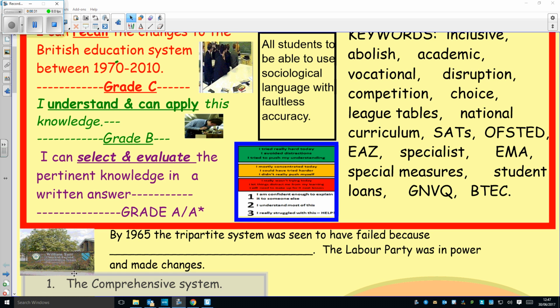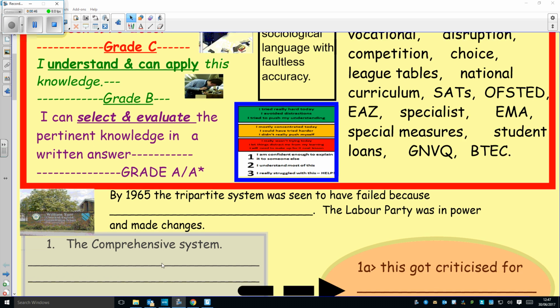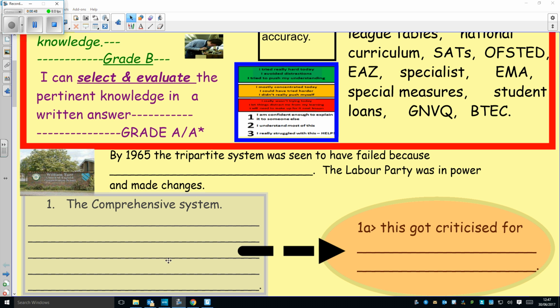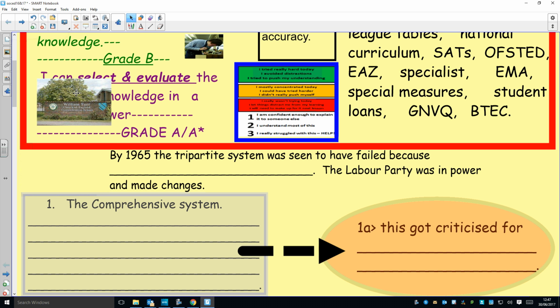By 1965, the tripartite system was seen to have failed because it was too biased in favour of the middle classes, and working class kids couldn't get in. The Labour Party was in power and they made changes. They brought in what's called the comprehensive system, comprehensive schools.